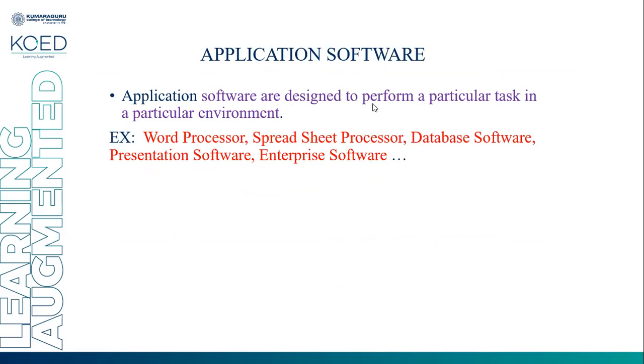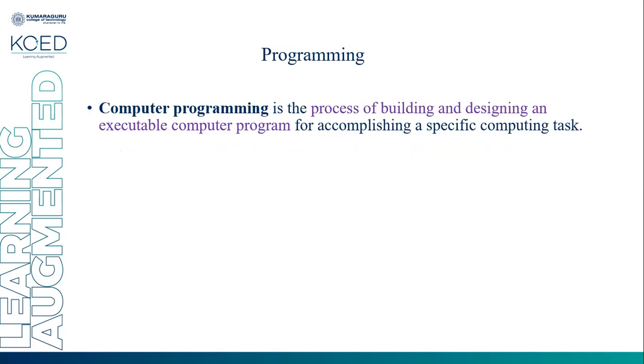Application software is designed to perform a particular task in a particular environment. For example, word processor, spreadsheet processor, database software, presentation software, enterprise software, and so on. These are all known as application software. Your Word, PowerPoint, Excel, and everything is application software. Application software is designed to perform a particular task in a particular environment.